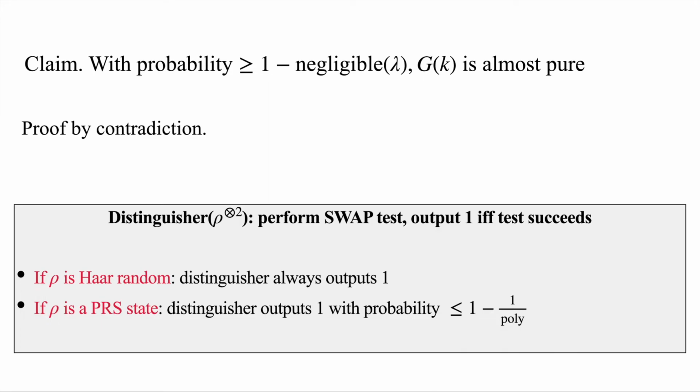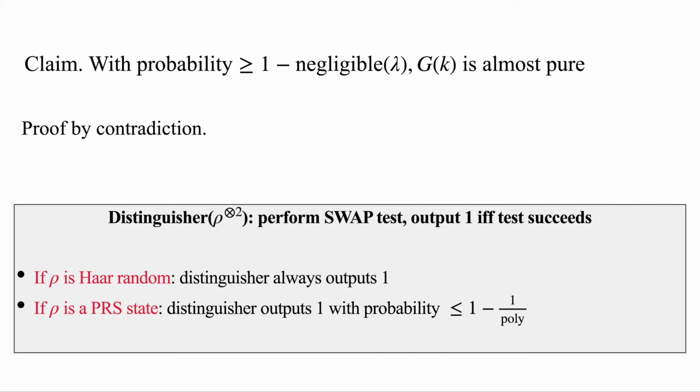So why is this true? This is a simple proof by contradiction. Let's say the distinguisher is given 2 copies of this state, then it can tell apart whether it's getting a state from a PRS or a Haar-random state. Here is what the distinguisher is going to do. It's going to perform a swap test, and it's going to output 1 if the test succeeds.